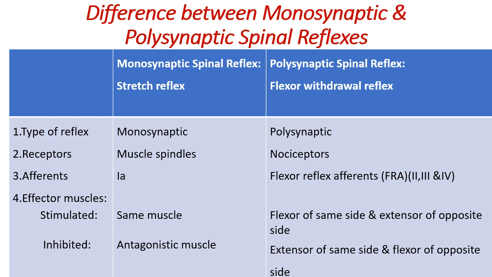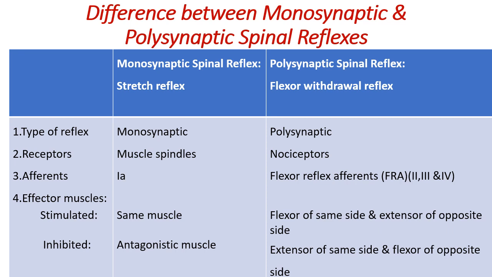Now, the only monosynaptic spinal reflex is the stretch reflex, while we have multiple polysynaptic spinal reflexes. Here we are going to study the difference between the stretch reflex and the flexor withdrawal reflex. The stretch reflex is a monosynaptic reflex, and the flexor withdrawal reflex is a polysynaptic reflex involving multiple synapses.